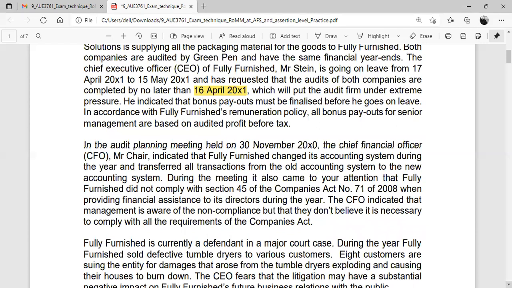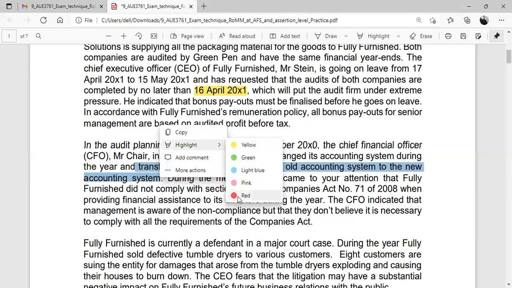In the audit planning meeting held on the 30th of November 20x0, the CFO, Mr. Chair, indicated that Fully Furnished changed its accounting system during the year and transferred all transactions from the old accounting system to the new accounting system. Before we move on, can you please highlight that one that says they moved from the old system to a new system, transferring that? Cool. Okay, so I'm going to highlight this.